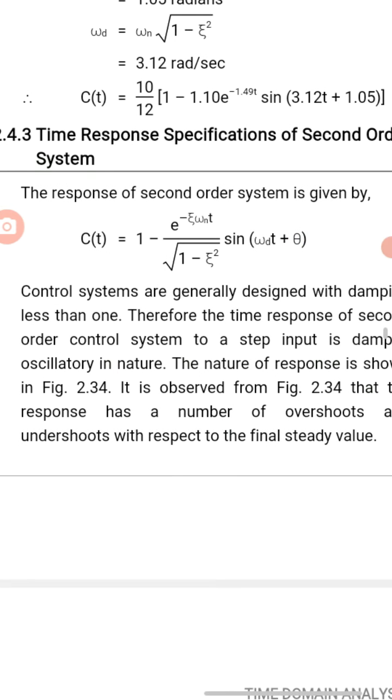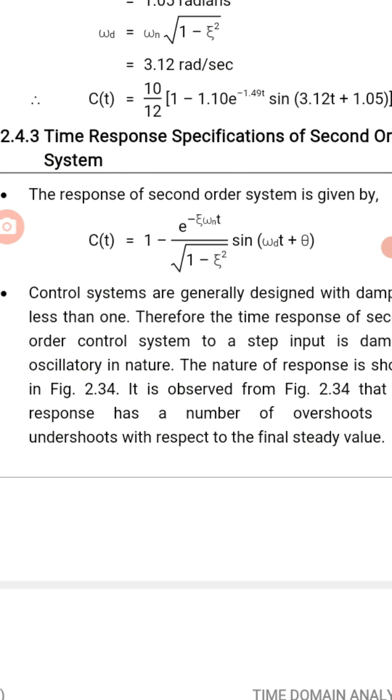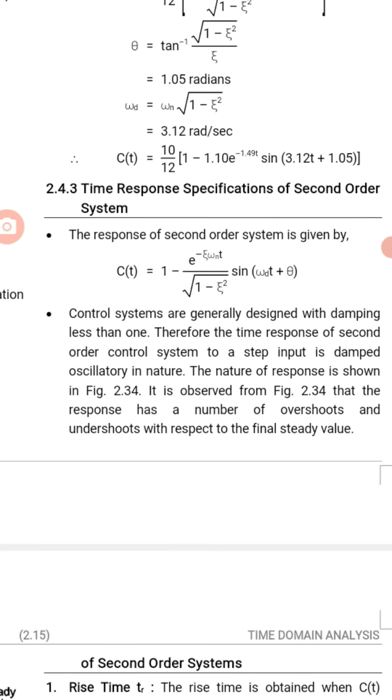Control systems are generally designed with damping less than 1 because the response immediately settles to unity. The speed of settling is very high, so there will be less settling time, and there will not be permanent oscillation also. So every system is designed with critical damping or with underdamped oscillations and an underdamped factor.